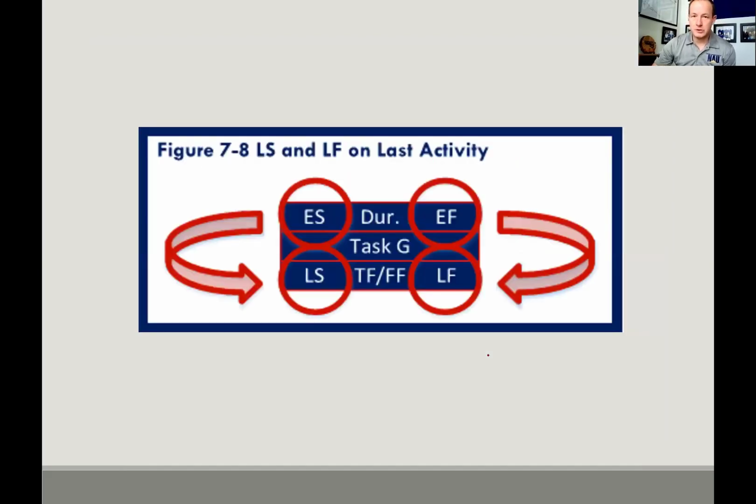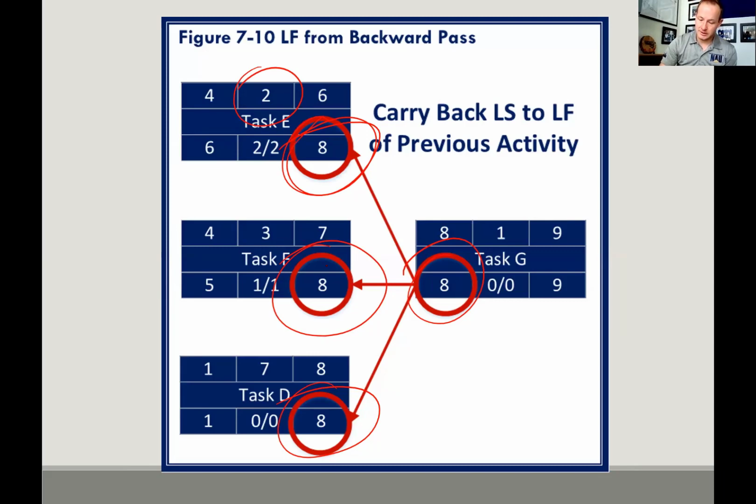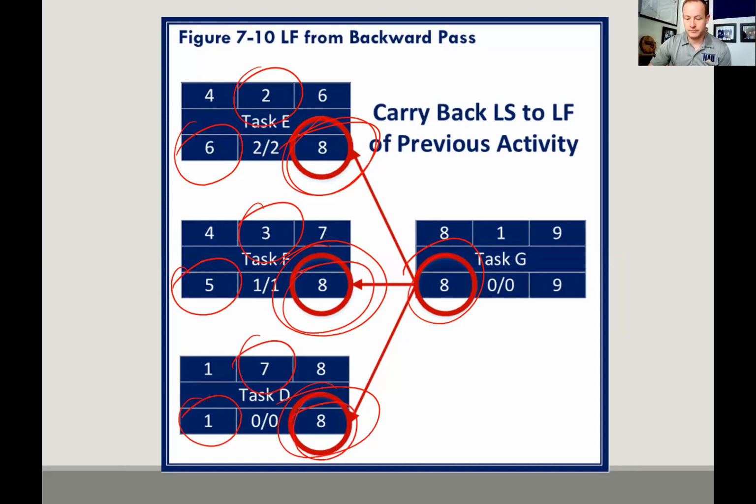Now, what we do when we reach the end is we move our early start and our early finish from our very last activity down to our late start and our late finish, and we do the backwards pass. So on the backwards pass, we take our late start date and we move it backwards. So we put it here, we put it here, and we put it here, and we subtract our durations. So here we take 8, we subtract 2, and we get 6. 8 subtract 3, we get 5. 8 subtract 7, we get 1.